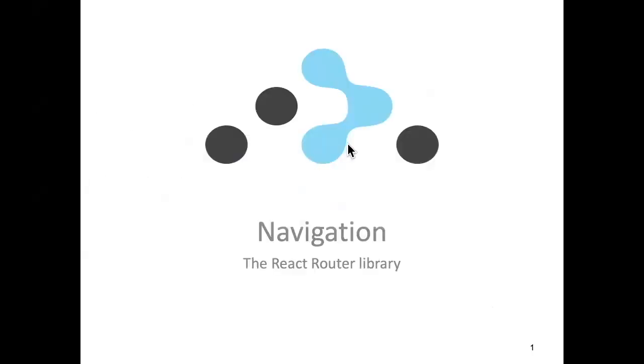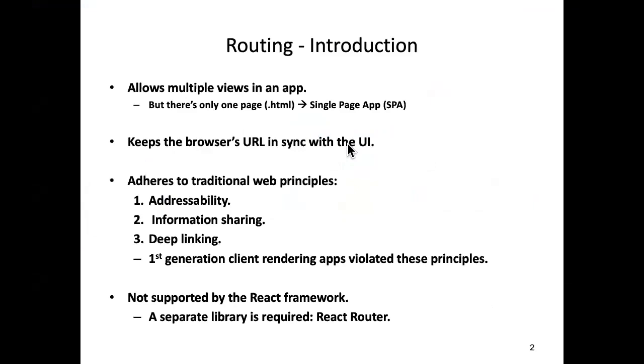So navigation or routing. The idea is we want to allow ourselves to have multiple views in our React app. But if you looked at the code so far of our movies app, you'll notice that there is only one physical .html file, and no matter what React app you develop, that's always going to be the case. There is always only going to be one HTML file, and we tend to associate a HTML file with a page in the web world. But still, we want to have multiple views in our React app, so there's a kind of a conflict there.